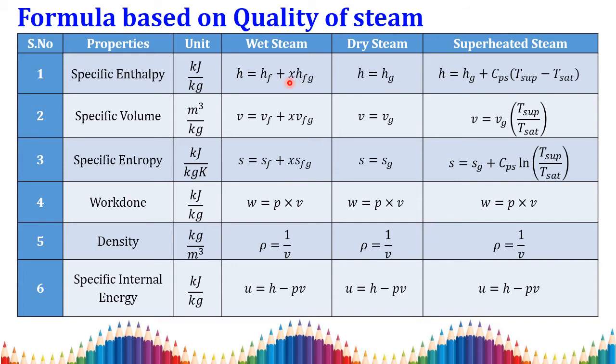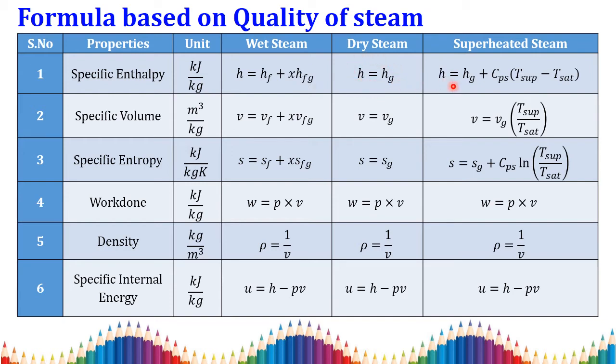What is meant by dryness fraction? That is the mass of vapor present in the total amount of steam, so x = mg / (mf + mg). Then for dry steam, I already told that x = 1. You substitute x = 1, then it becomes hfg. Hfg can be written as hg minus hf. So plus hf and minus hf get cancelled, and the term will be h = hg here.